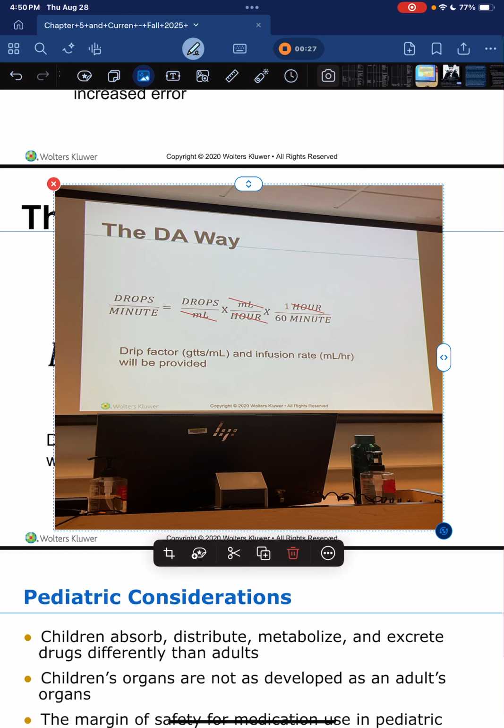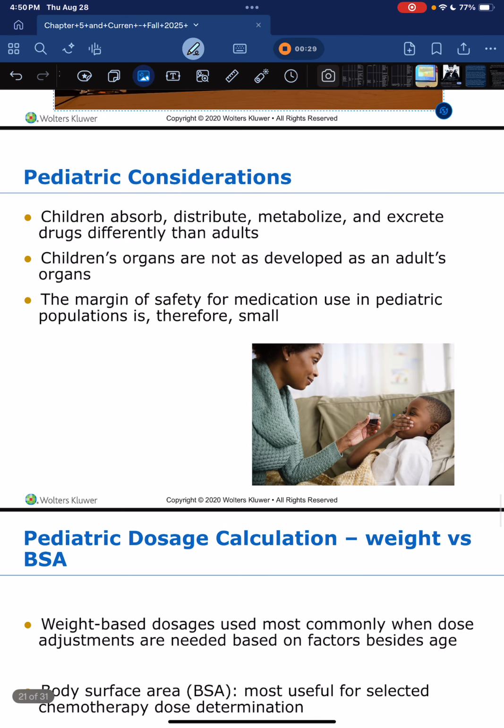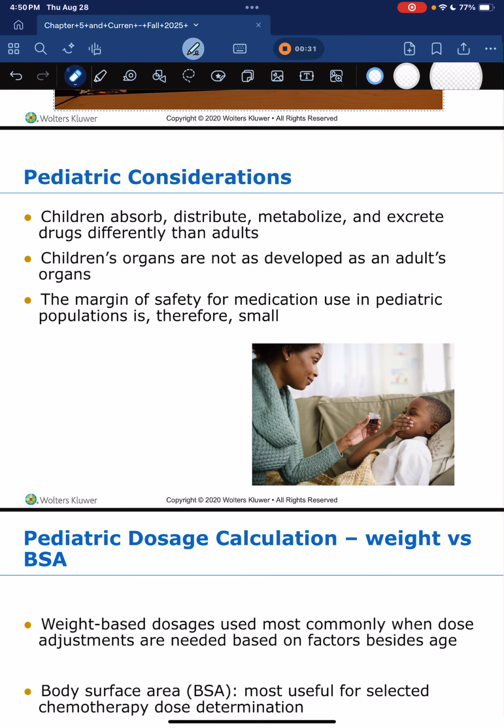Okay. Let's talk about some special populations. Children. Children are special, we know that. And they're especially special when it comes to considerations around medication administration.